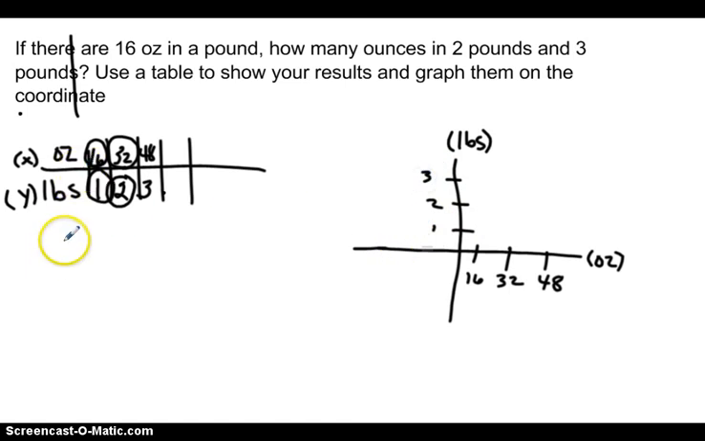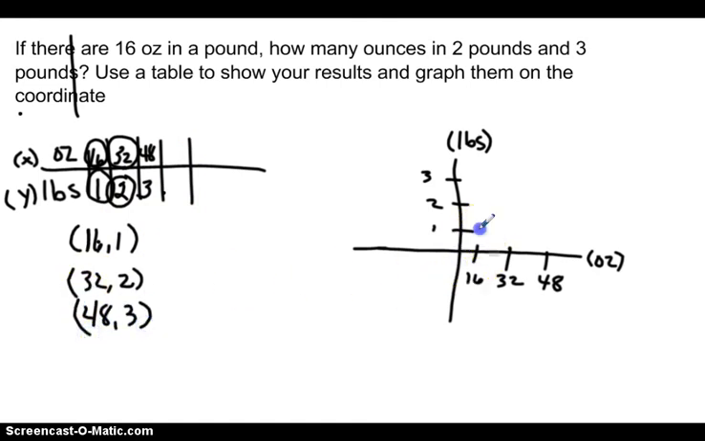And we plot our ordered pairs. If you remember, 16 and 1 go together, 32 and 2, 48 and 3. So we're going to plot these ordered pairs: 16 and 1, 32 and 2, 48 and 3. And what will happen is it will form a nice straight line. And if you remember, we can predict what perhaps 20 is. If we go in between here, we can come up to the line and find out how many pounds 20 ounces would make. And whatever hits our line is a solution to our table.